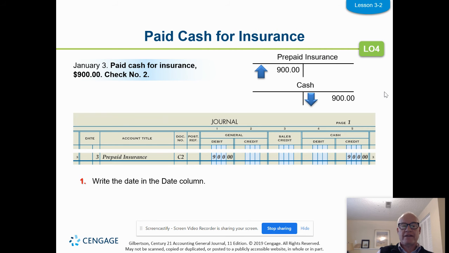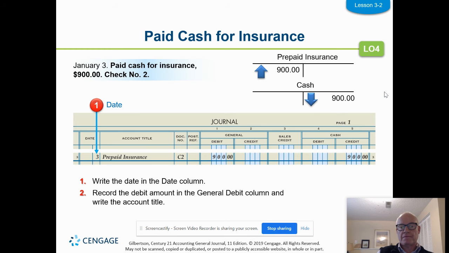So we're gonna write the date in the date column. Now I would put in, I don't know, I would put like Jan. 3 for January 3, prepaid insurance. There's my date. Record the debit amount in the general debit column and write the account title.